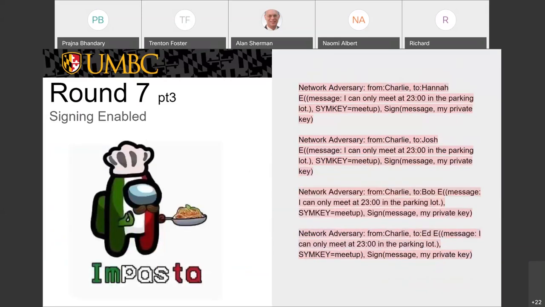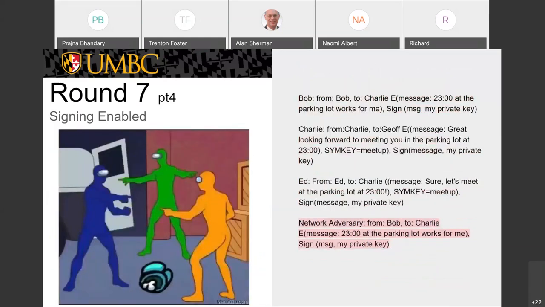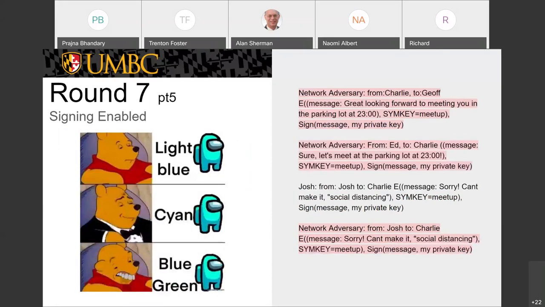Here's where it gets fun. The network adversary then takes the message of meeting at 11 o'clock in the parking lot and forwards it to all the other participants. It's not going well. Next slide. So Bob, again, everything worked out, says that's fine. Same with Charlie and Ed as well. And finally, the network adversary forwards a confirmation from Ed. Next slide, or from Bob, as well as forwards Charlie's and Jeff's confirmation. Finally, Josh responds and says he can't make it, being responsible, social distancing, and the network adversary forwards that on. Next slide.